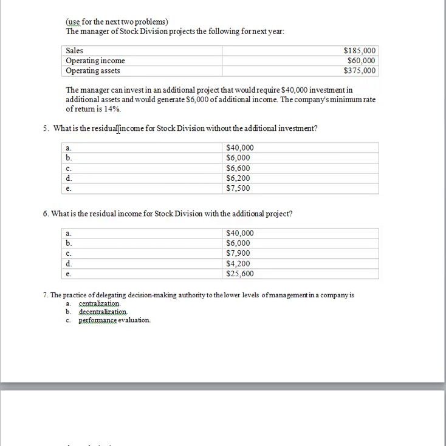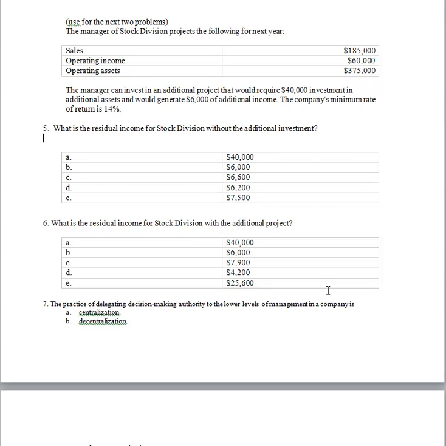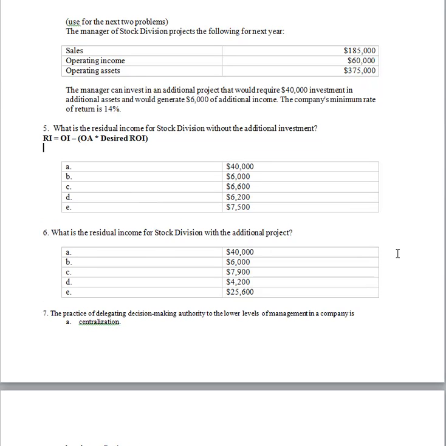Number 5 says, what is the residual income for the division without the additional investment? So basically what it's asking you for is the residual income based on the original investment, the original asset being the $375,000 asset. So to calculate residual income, your formula is to take your operating income, subtract from that the operating asset times the desired ROI, minimum rate of return, targeted ROI, desired rate of return. All of those are synonymous terms.